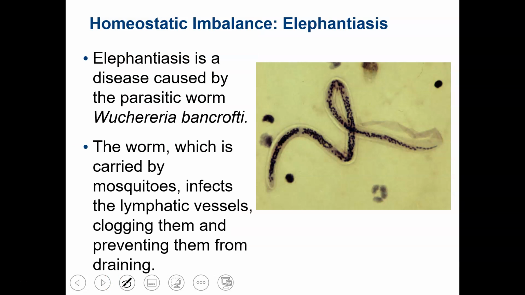Because this is draining excess fluid, if it stops doing that, fluid accumulates in the peripheral or in the space. Accumulation of fluid in the interstitial space is edema, accumulation of fluid in the interstitial space. Now, there are many causes of edema.